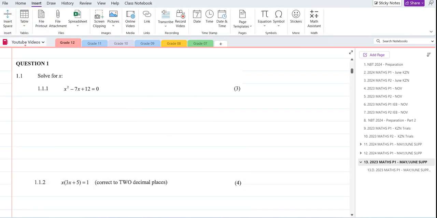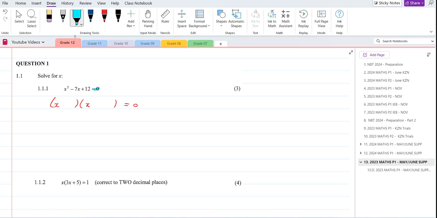So what we can do is factorize by putting an x and an x, because x times x is already equal to 0. It's already in standard form, so we can factorize. Using factors of 12, I know 3 and 4 work. Minus 3 times minus 4 is 12, and minus 3 minus 4 gives me minus 7. So make sure you check the sum and the product. What's the answer? x equals 3 or x equals 4. I hope you guys understood that.